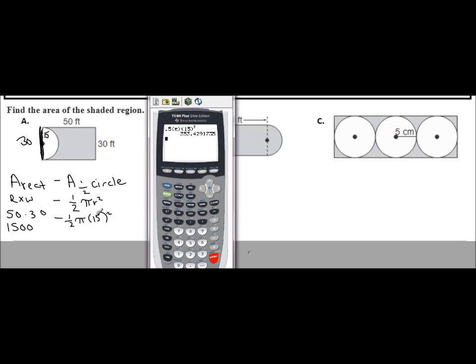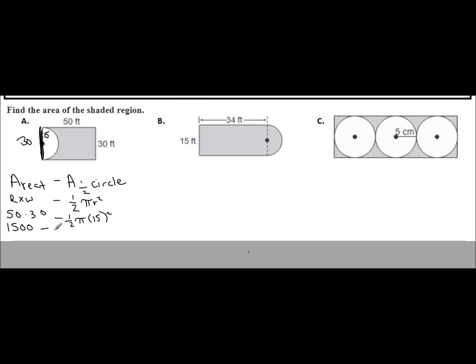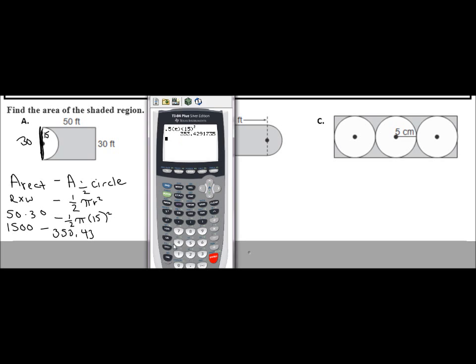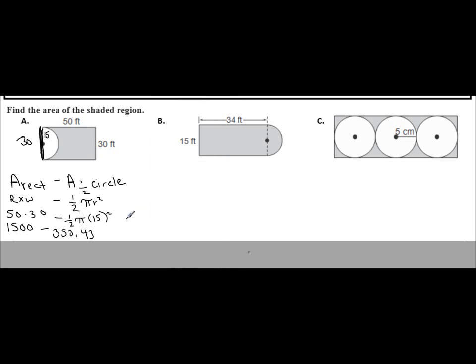And that gives us 353.43. So we're taking 1,500 and subtracting 353.43. So 1,500 minus 353.43 gives us a total area of 1,146.6 feet squared. So the area equals 1,146.6 feet squared.